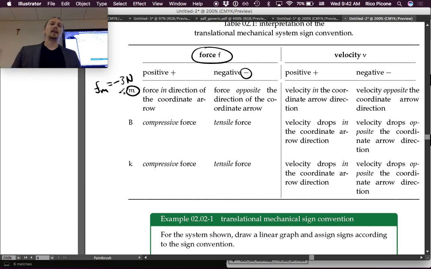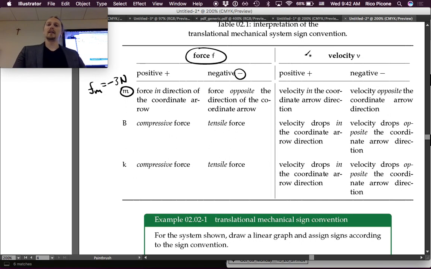Say we had a force being transmitted through a damper, and it came out to be positive, okay? Then damper force positive is a compressive force on the damper. If it comes out negative, it's a tensile force on the damper. Similarly with the spring, and it's the same as the damper as far as force goes.